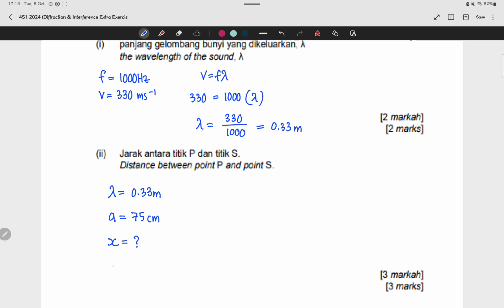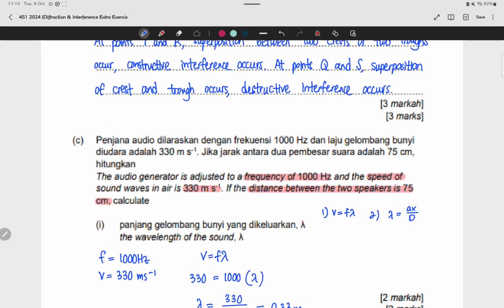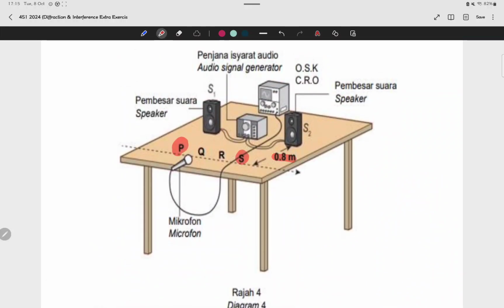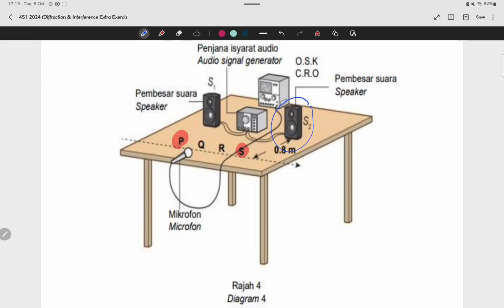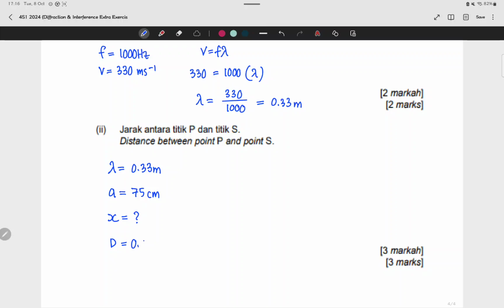So do I have my x? x is not given. But do I have d? Let me show you, here 0.8 meter. What is d? d is the distance between the source, which is the speaker, to the receiver, which is your microphone. Okay, or this dotted line here. So that is what we call the 0.8 meter, which stands for distance between the source and the observer point. Okay, so d is 0.8 meter. So first step, write formula ax over d. Second step, substitution. So a is 75 cm, right? I don't want cm, so I put 10 power negative 2, and then ax over d. d is 0.8 meter, but we don't write units in calculation. Okay, then x is 0.352 meter.